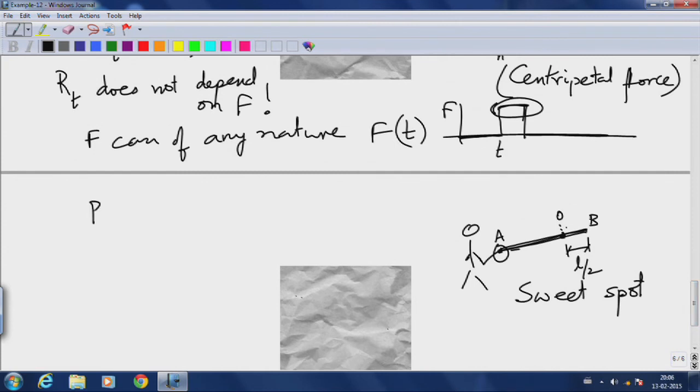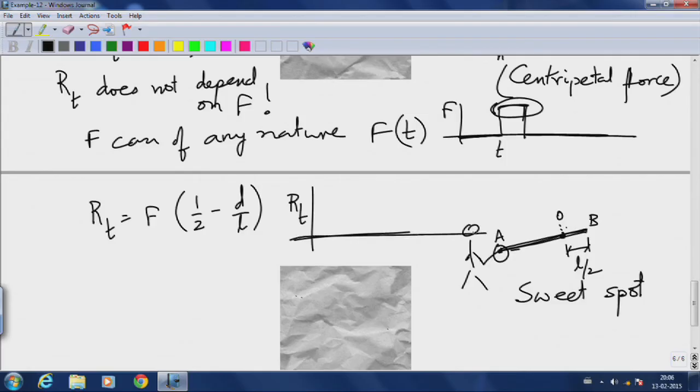What I do know is that for this particular rod, which is a nice simplified model of either a cricket bat or a baseball bat, if I now plotted the tangential reaction as a function of the point where the force acted. So, at this point, if this is B, if the force acted at the very end, which would mean D is 0, RT would be F over 2 positive.